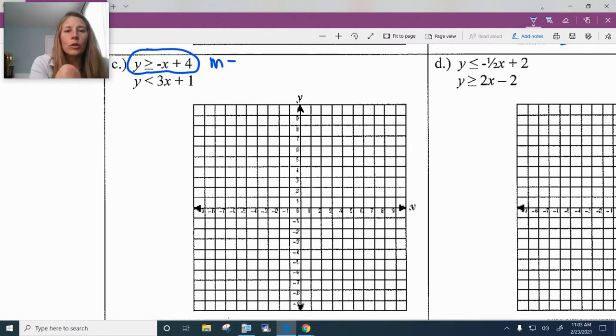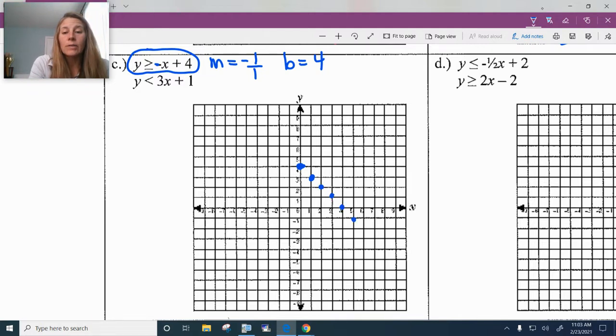Here our slope is always the number in front of the x, which in this case is -1, and I like to put it over 1 since I'm going to do rise over run. And my b value is 4. So I'm going to begin at the y-intercept of 4. 1, 2, 3, 4. Since I have a negative slope, I'm going to use that on my top number. So I'm going to go down 1, but still to the right 1. Down to the right, down to the right.